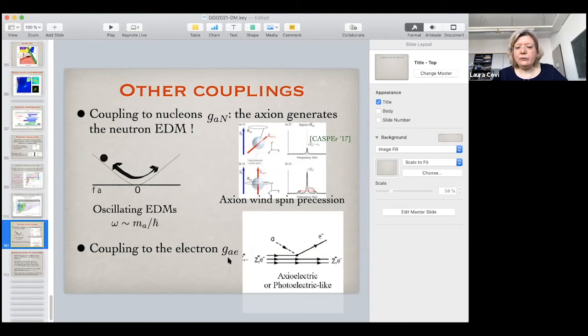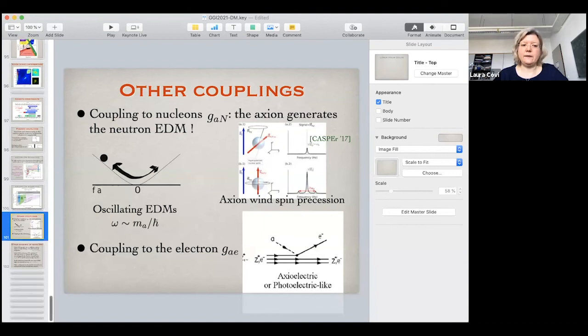And if you have a coupling to the electron, you could also have another effect, which is in some sense the absorption of an axion by an atom with emission of an electron. And this is another possibility to detect the axion, to have this absorption type of events. So in that sense, there are at the moment quite a number of experiments planned for the future to try to measure these types of particles.